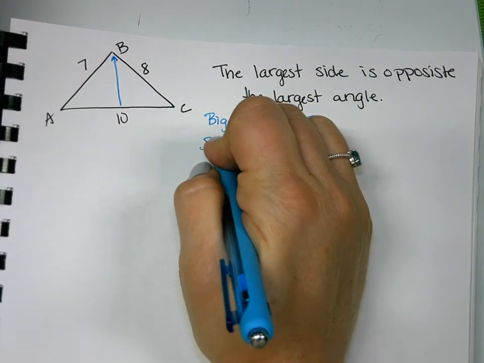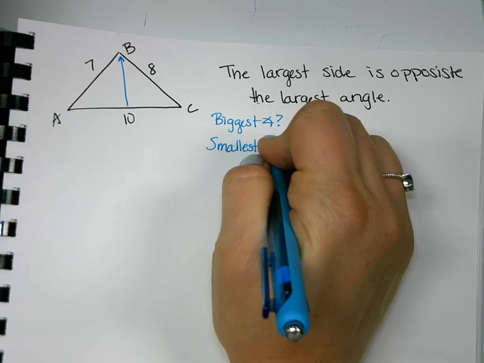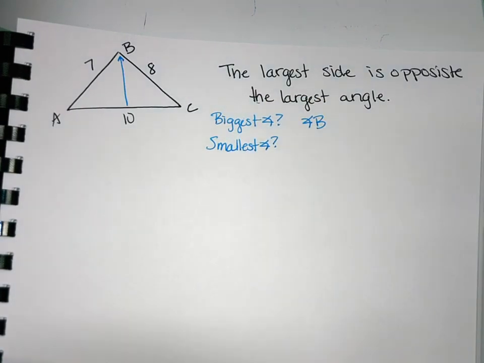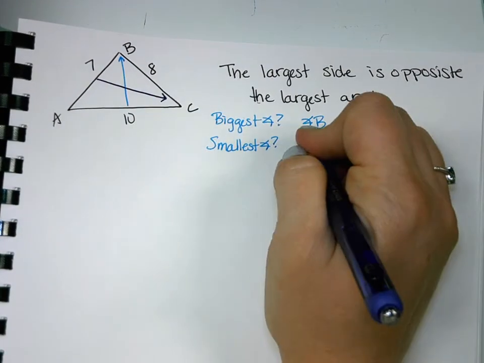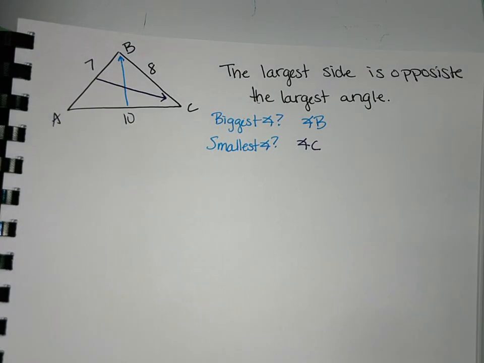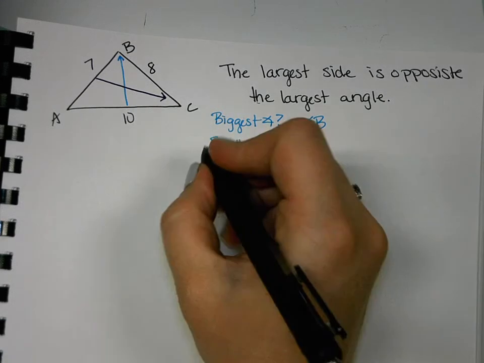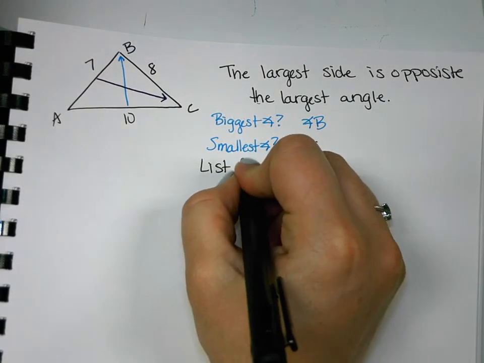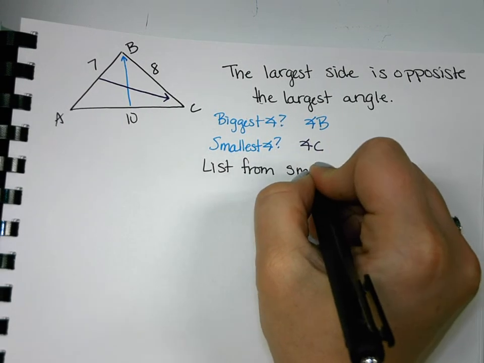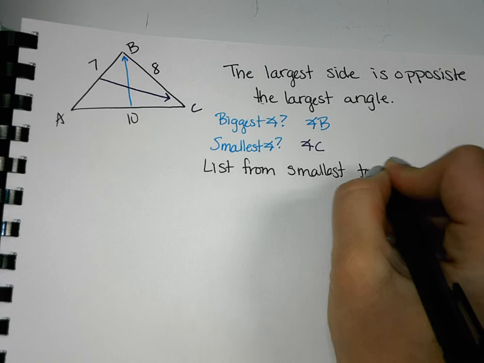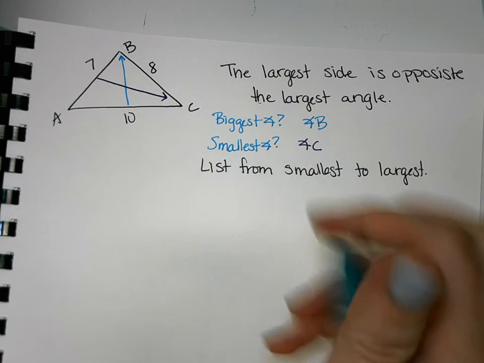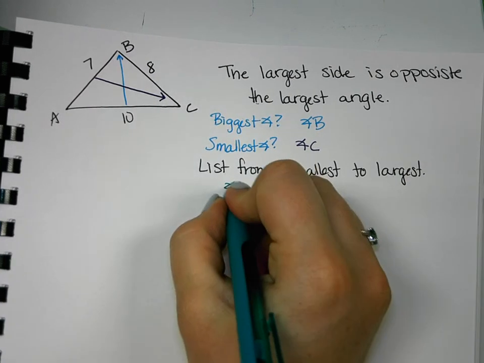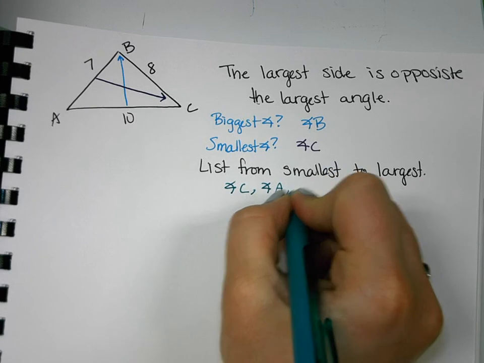If I was asked for the smallest angle, I would find my smallest side and go opposite. So angle C would be my smallest. One of the things you're also going to be asked to do is to list from smallest to largest. So for something like that, we'll start with the smallest, angle C. Angle A was in the middle, and angle B was the largest.